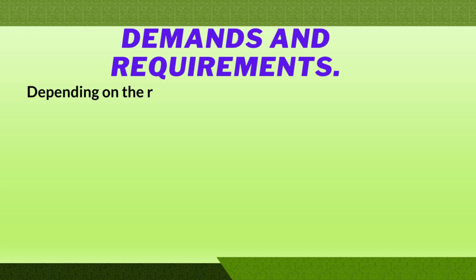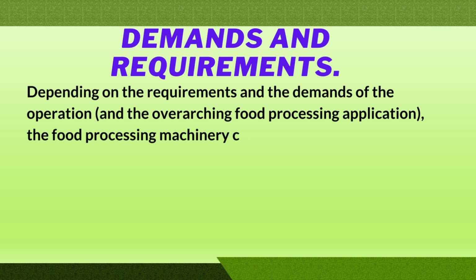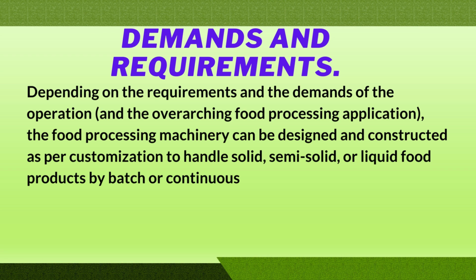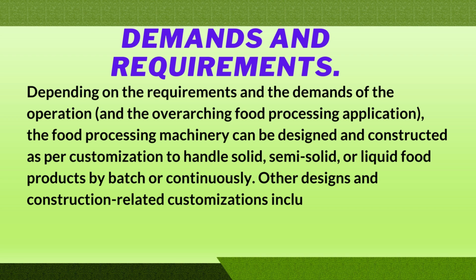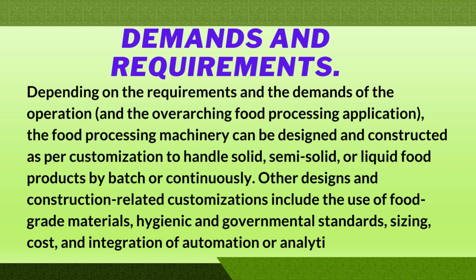Demands and requirements. Depending on the requirements and the demands of the operation, and the overarching food processing application, the food processing machinery can be designed and constructed as per customization to handle solid, semi-solid, or liquid food products by batch or continuously. Other design and construction-related customizations include the use of food-grade materials, hygienic and governmental standards, sizing, cost, and integration of automation or analytical components.